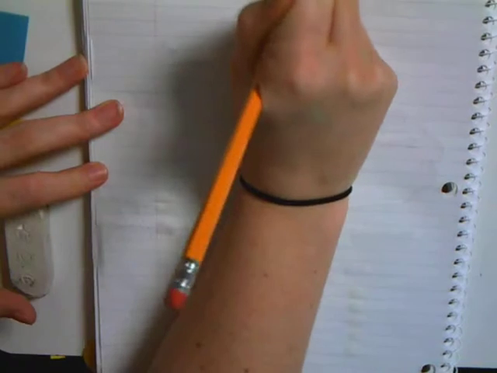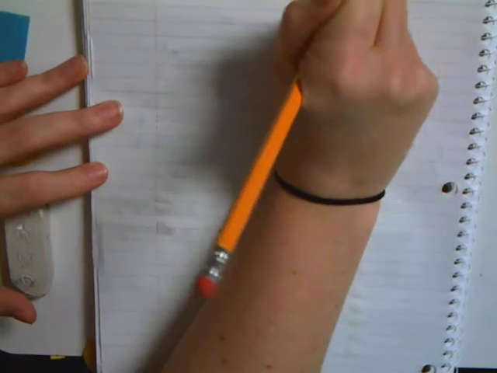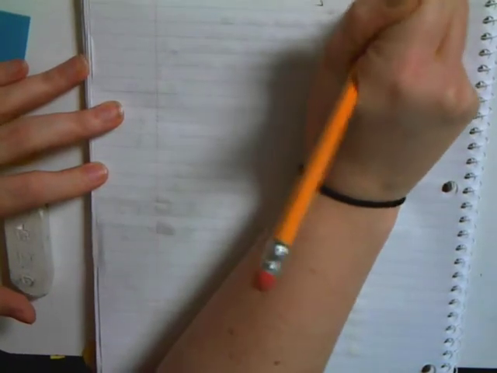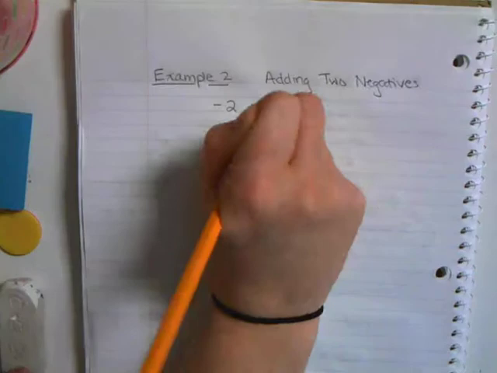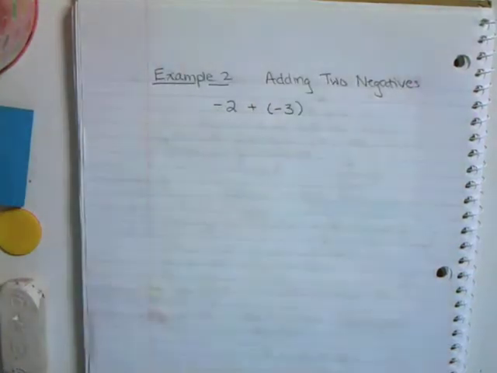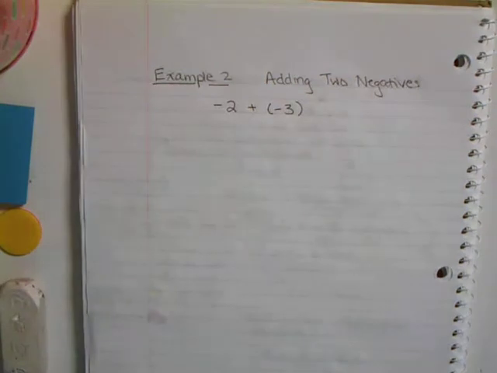Adding two negatives. I have -2 plus -3. And just a note to look to see that the proper notation when you're adding a negative is that you put that second number in parentheses. It separates it out so that you know that's a separate part of the problem.